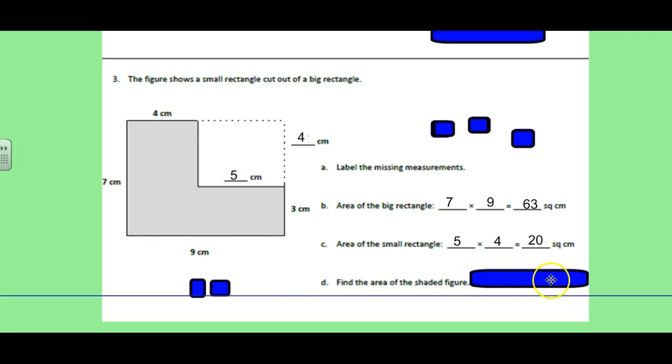So you're going to work that problem out down here on this bottom line to help you find the area of the shaded part of this rectangle. Whenever you're ready to check your answer, you may push play. Okay, so you should have had 63 minus 20 equals 43 square centimeters.